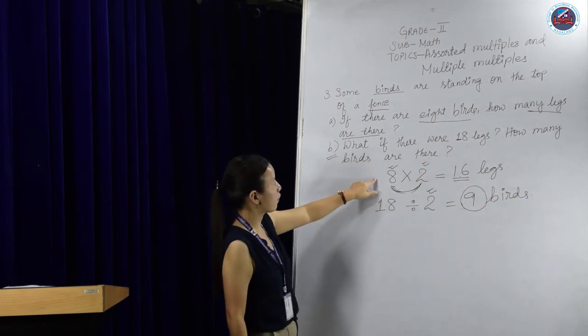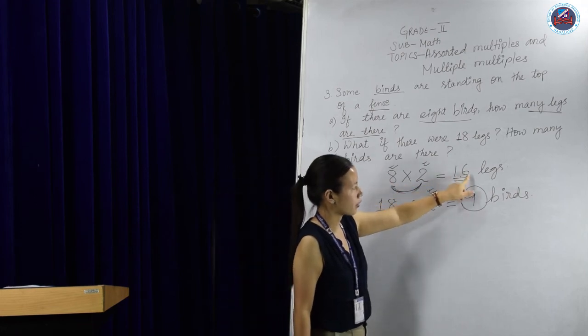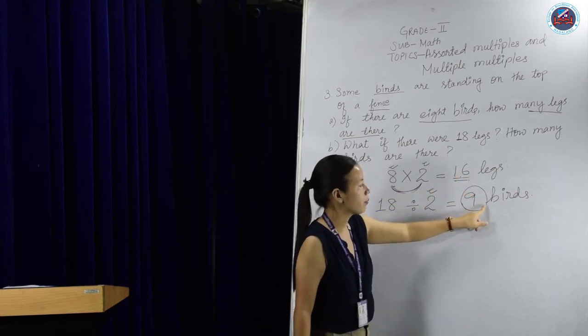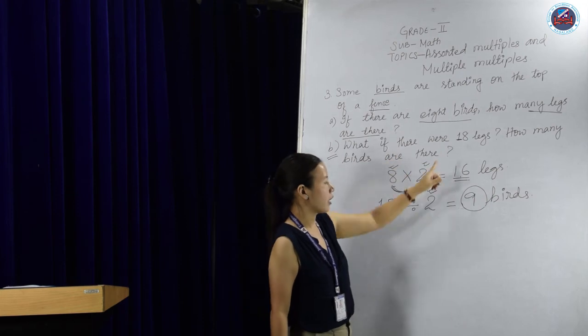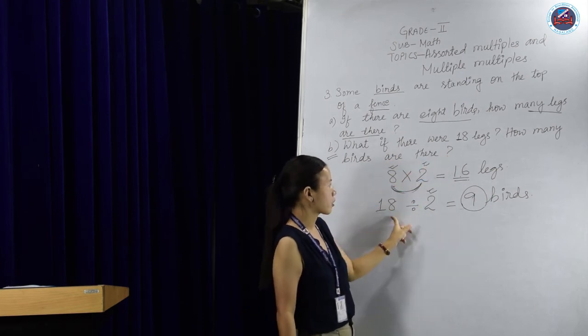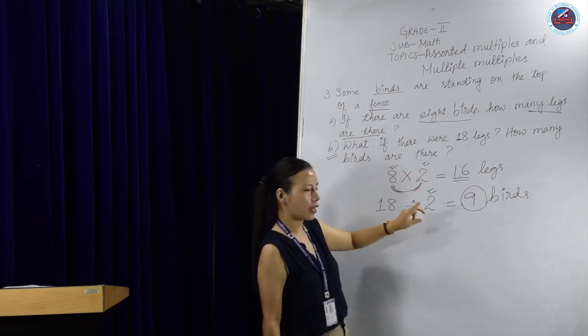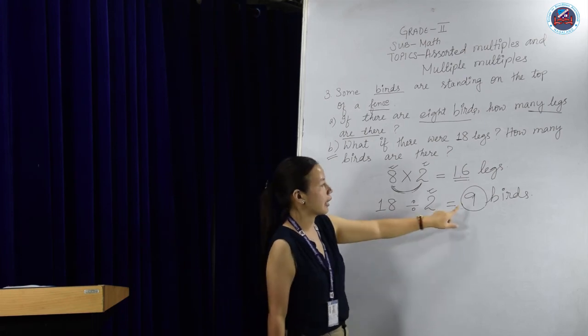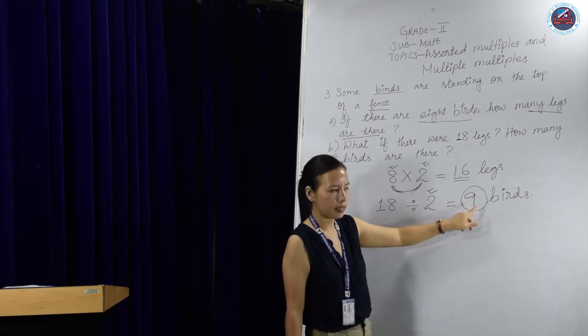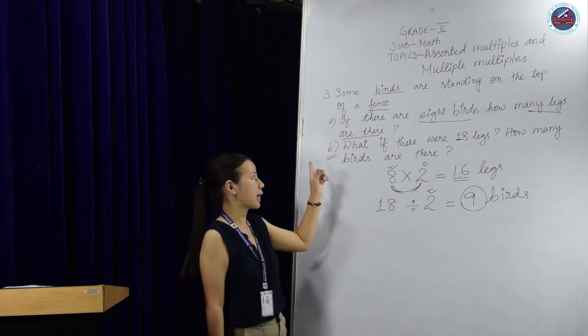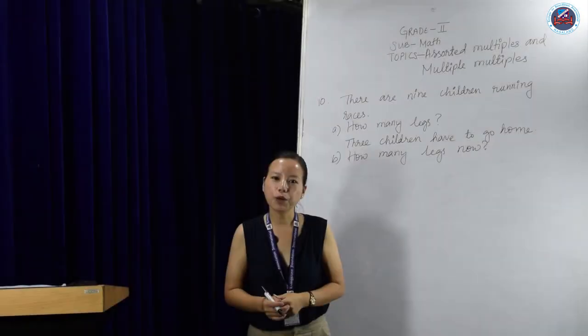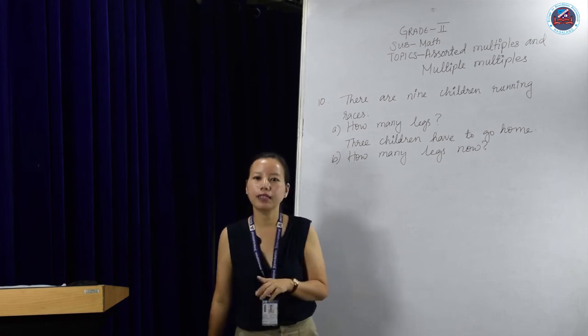Right? So that's how we find the number of legs first, and then the number of birds. If there are 18 legs, remember each bird has 2 legs, so we divided by 2 and got our answer 9. Now let's move on to the next question. That will be the last question.